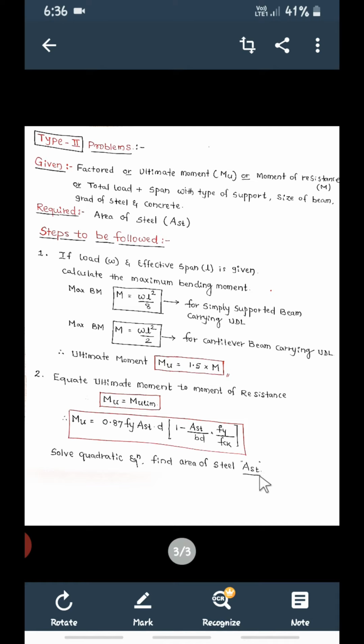So this is the second type of problem and the steps to be followed. In the next session we will consider problems of this type 2. Hope you understood this procedure and the previous problem you have solved. In the next class we will come up with type 2 problems, but before that go through these steps and be ready for them.